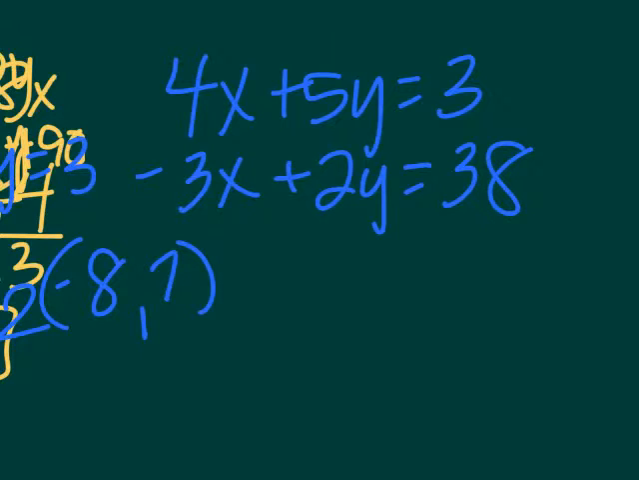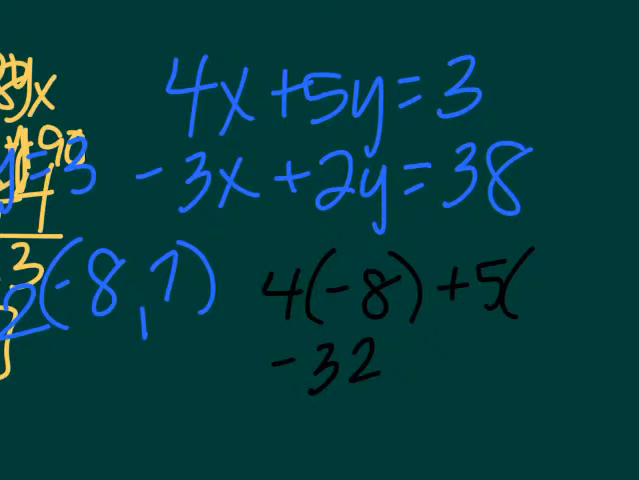Okay. So we're going to check first the first equation, then the second equation. So, Alexis, what's 4 times negative 8? Negative 32. And we have 5 times, what's my y value? 7. And that should equal 3. What's 5 times 7? 35. And what is negative 32 plus 35? It's 3!